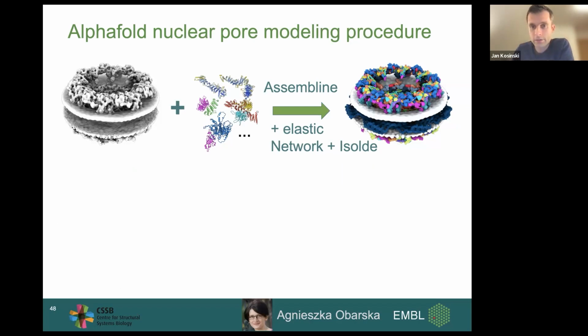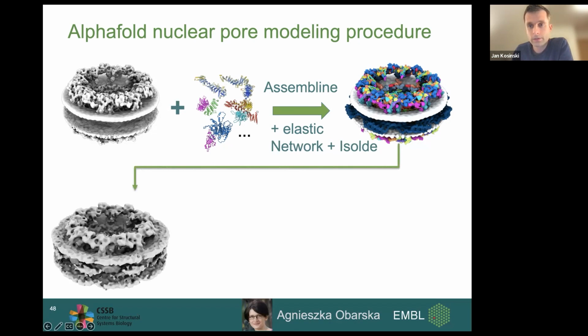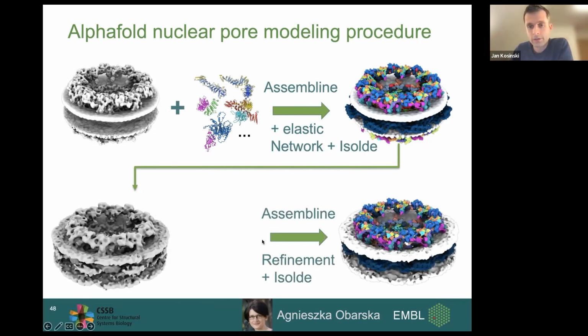So here is what Agnieszka used. She used this global optimization and refinement to build a first model in the electron microscopy map that represented a constricted nuclear pore complex at high resolution. And then she took this model and fit it to another map that was obtained in situ in a dilated conformation. And then she used this refinement step to refine the model into the map.